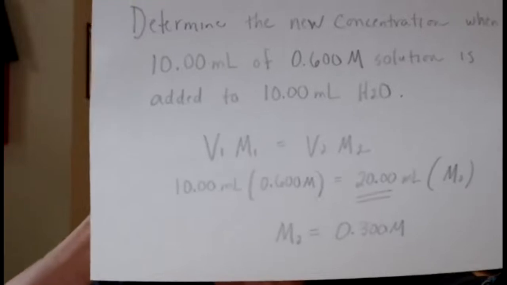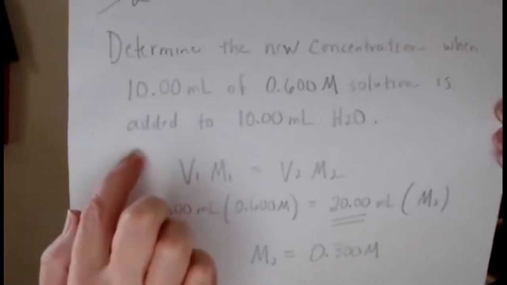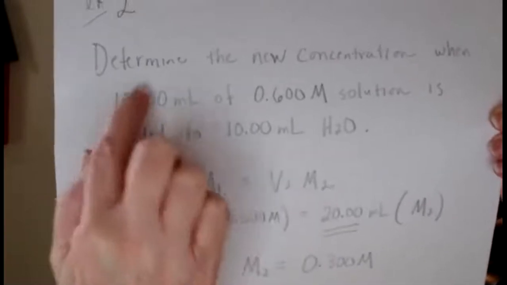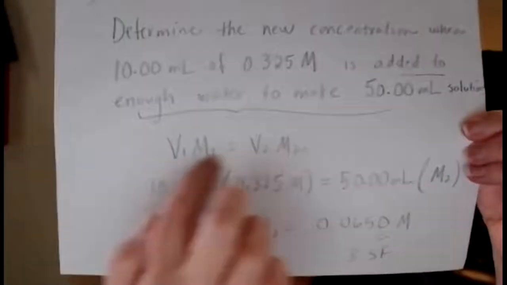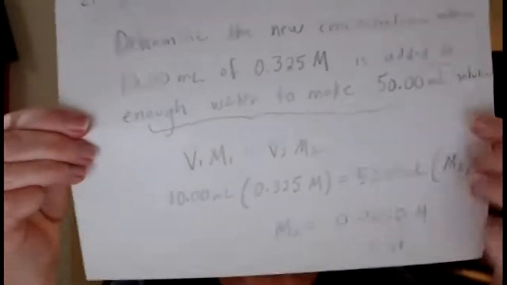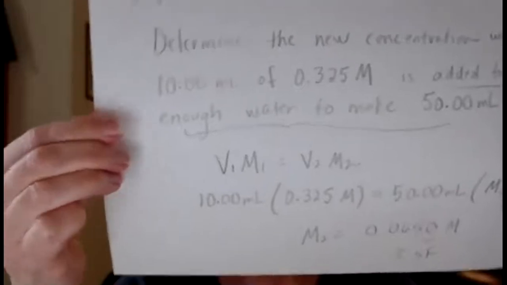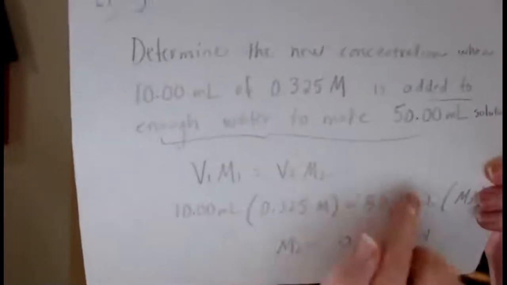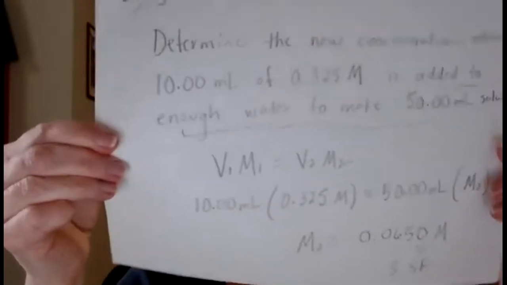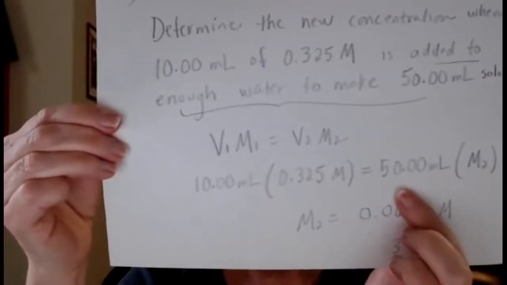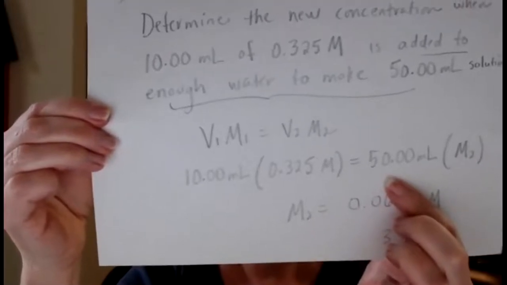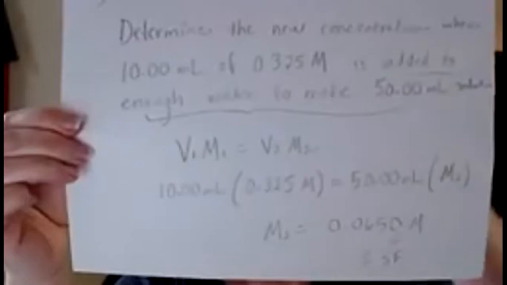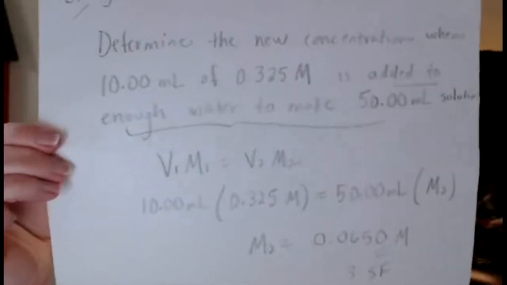Now, what I went over, Nick, at the beginning, you've got to look at the wording. Added to means add the two volumes together, but look at how I worded this one. It's the same dilution formula, but I didn't say add to 50. I said added to enough water to make the total volume 50. So this is a 50 here, not a 60. Are you seeing the difference, Nick? Yes, I do.